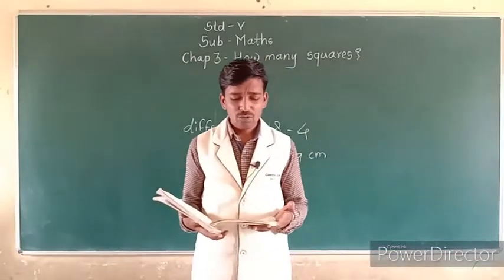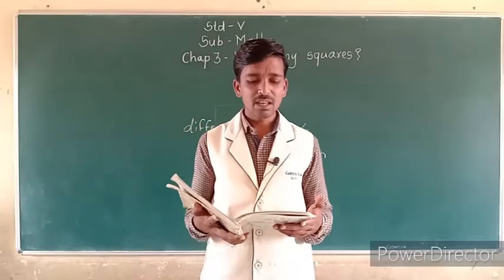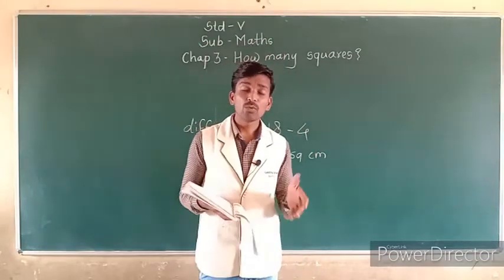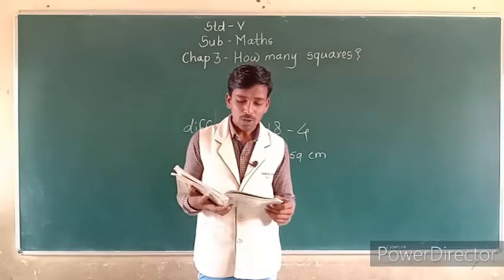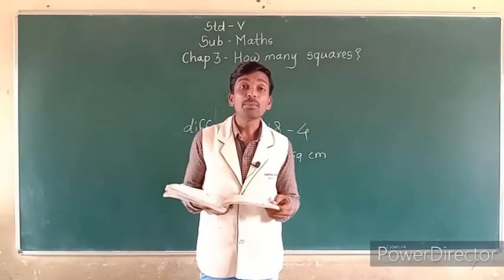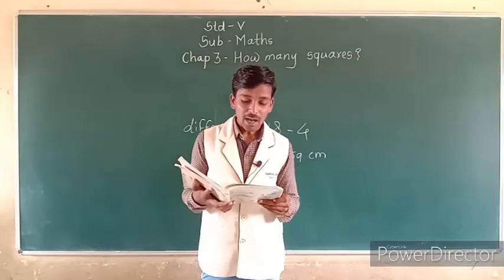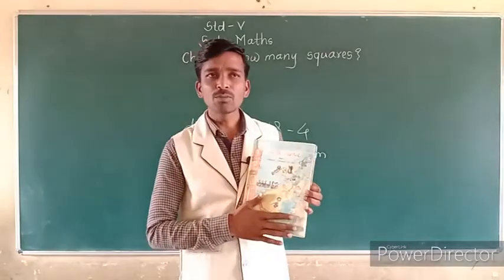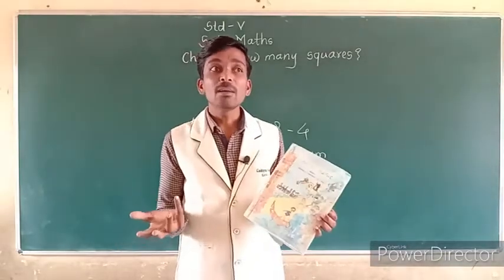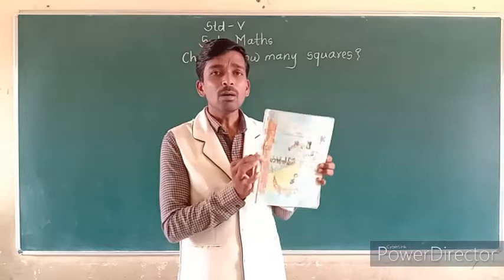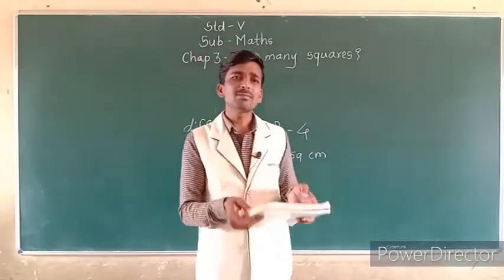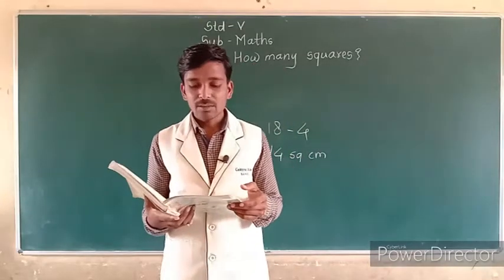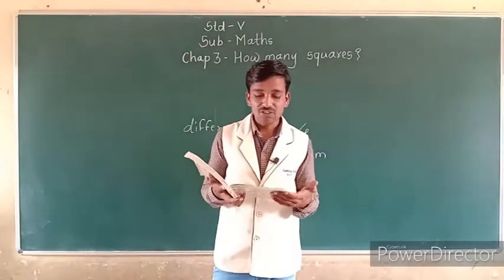Once again I can read this question. Page number 36. Guess which has the biggest area. One of your footprint or the page of this book. See, this is the page of this book and your footprint. Which one is the biggest? Obviously the page of this book is the biggest. So your answer is the page of this book is the biggest area.